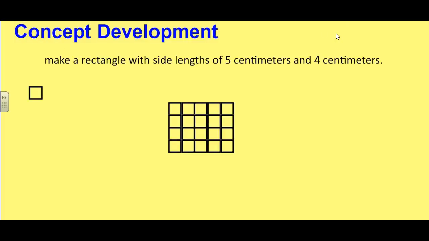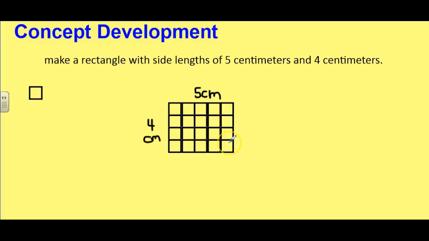Okay, so this is what your rectangle should look like in front of you. I'm going to label the side lengths. This side length is 4 centimeters and the other side length is 5 centimeters. So once again, I'm going to say this over and over again because I want you to remember it. If I were to multiply these side lengths, that would tell me the area of this whole rectangle.